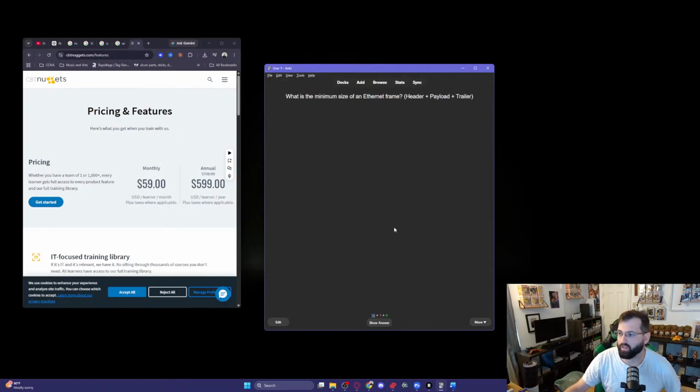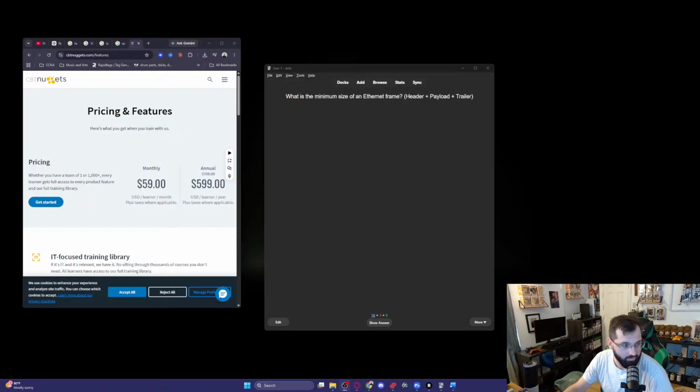What is the minimum size of the Ethernet frame? I like them because they make everything bite-sized so you can understand Jeremy better. Jeremy is a CCNA-leaning-CCNP style of teaching. Interesting. Hey, you know what? It's $60 a month. Yeah, no, it looked like a pretty reasonable deal.